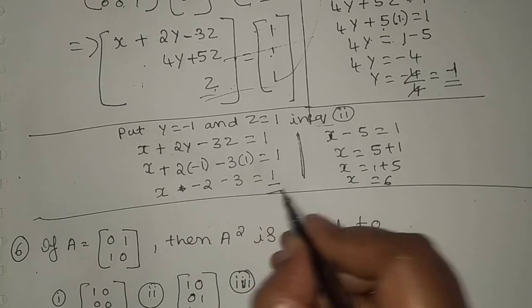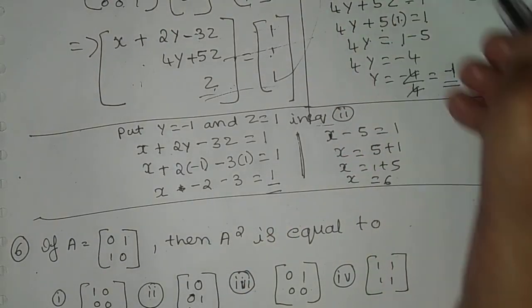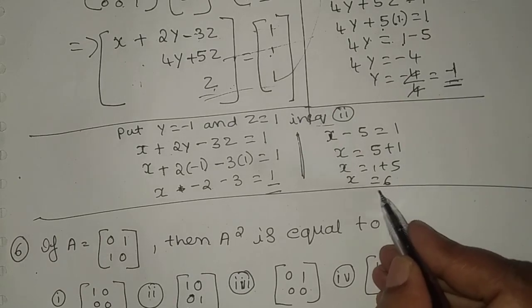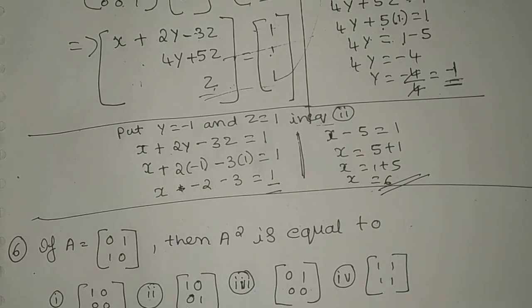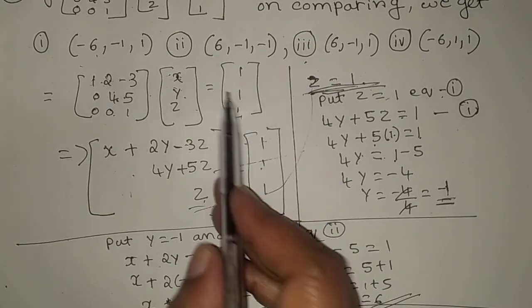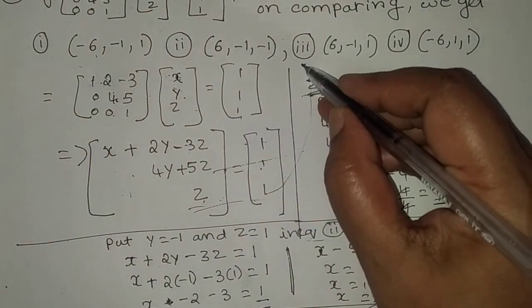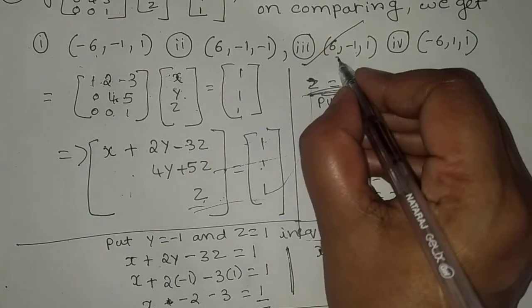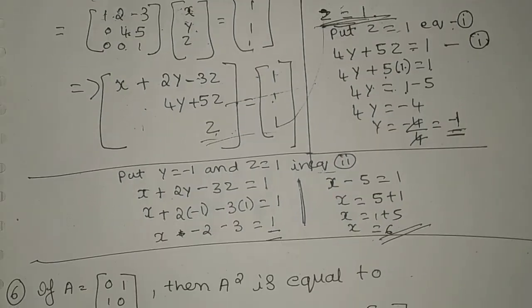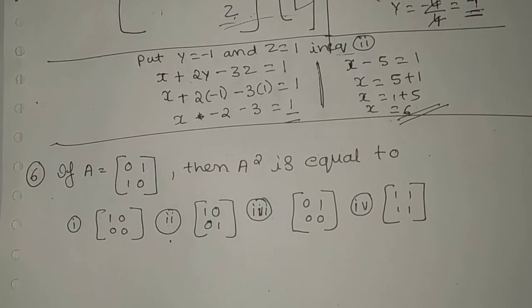So what are the values we got? z is equal to 1. y is equal to minus 1. And x is equal to 6 we got. So which is the option here? That is the third option, 6, minus 1, 1; this is x, y, z. This is how to solve this problem.